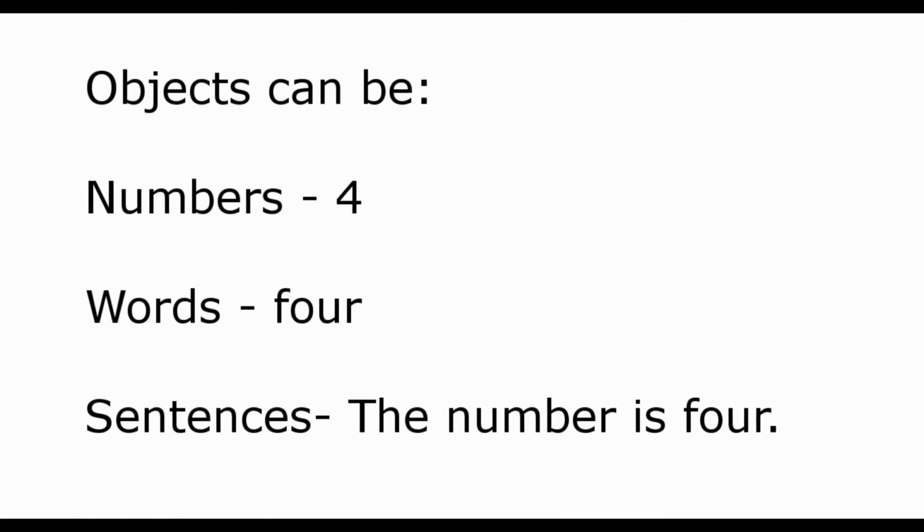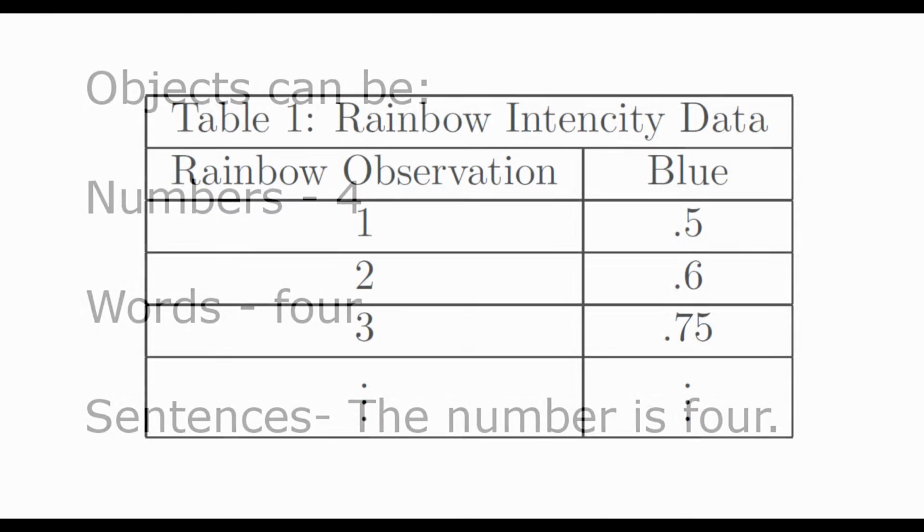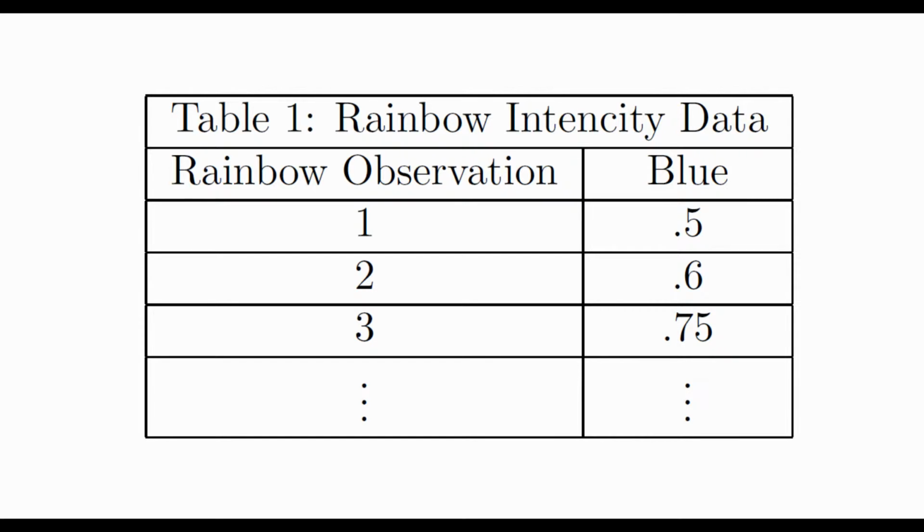Objects are where you save your data in R. They can be words, numbers, or any kind of character. Objects can be vectors or matrices. A vector is kind of like a simple table. You have one parameter, or thing that you are measuring. In our table, we have a column of different rainbows and their intensity of the blue.